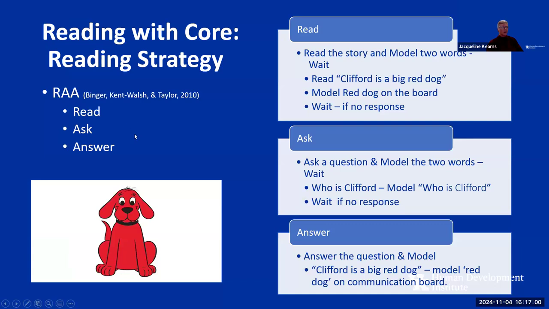Another reading strategy, and this was specifically with core vocabulary, is from Binger, Kent-Walsh, and Taylor: Read, Ask, Answer. In the read, you read the story and you model two words. Clifford is the big red dog. And then you model the red dog on the board and you wait. Ask a question and model too. Who is Clifford? Clifford is that big red dog. So that was a strategy offered by Binger, Kent-Walsh, and Taylor. So there are lots of strategies you can use, different strategies: CROWD the CAR and the RAA, Read, Ask, Answer.